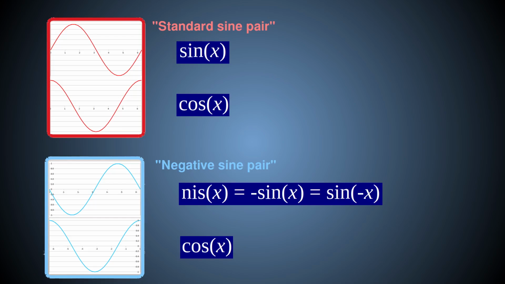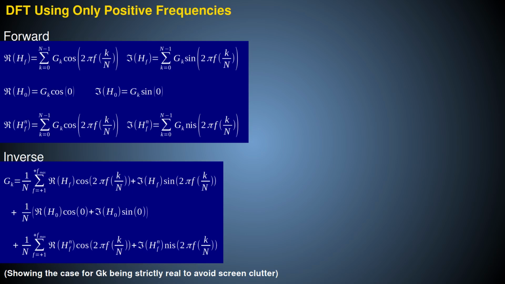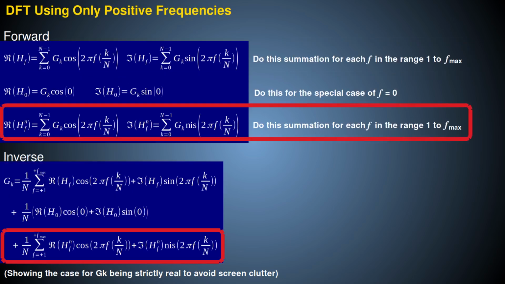This means that the nis of a positive frequency is identical to the sine of a negative frequency. So we can replace the sine of a negative frequency with the nis of the corresponding positive frequency. So now we can do the Fourier transforms using only positive frequencies, but we need to do it in stages because we'll have to use the same positive frequency range twice, once using the standard sine pair and once using the negative sine pair, defined using our new wave function, the nis.